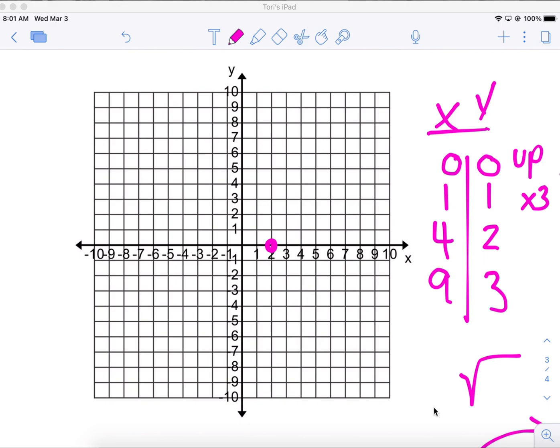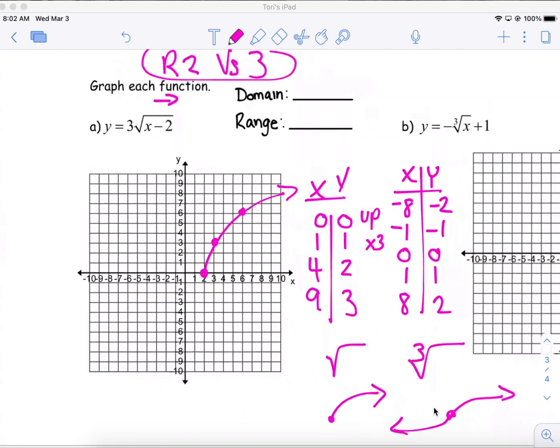So for instance, if I go right 1, up 1, now I'm going to go up 3 times as far. Okay. If I go right 4, so 1, 2, 3, 4, I usually go up 2, but now I'm going up 3 times as far. So 2, 4, 6. This is my next point. If I go over 9, I go off the graph, so I do not need to graph him. This is your graph for this problem, okay?